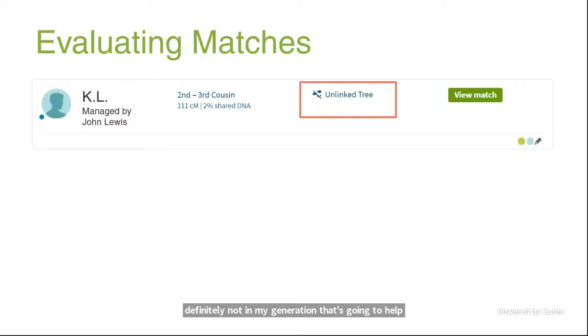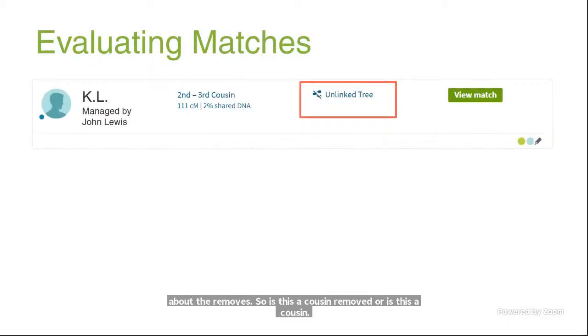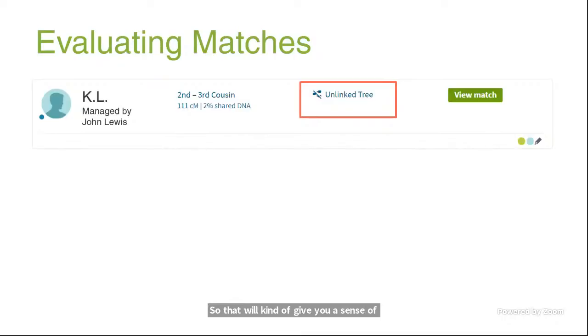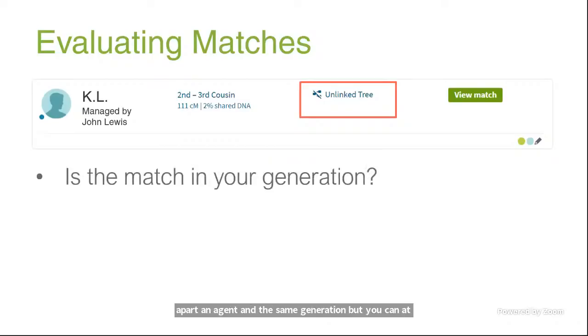Another thing that you can do, especially if they have a full tree, this isn't always as helpful. It's not needed. But if they don't have a full tree, or they have an unlinked tree, sometimes you can look at the tree to kind of guess if they are in your generation, meaning about your age, or if they're in a generation older than you or younger than you. Now, why is that important? Well, remember we were talking about the removes. So is this a cousin removed, or is this a cousin? That will kind of give you a sense. And it's possible, in other situations, where you're 30 years apart in age and in the same generation, but you can at least put a guess in there.